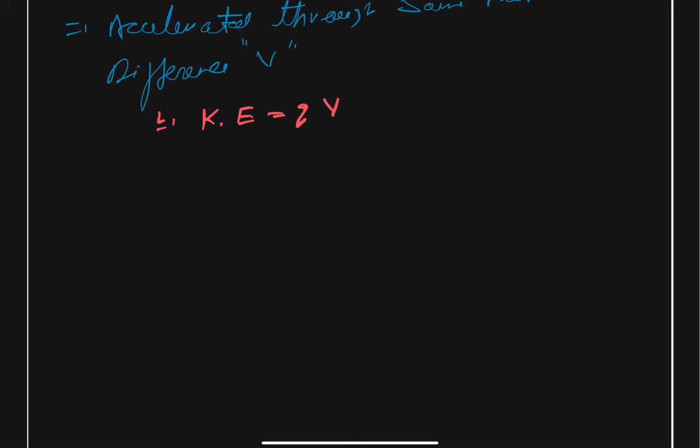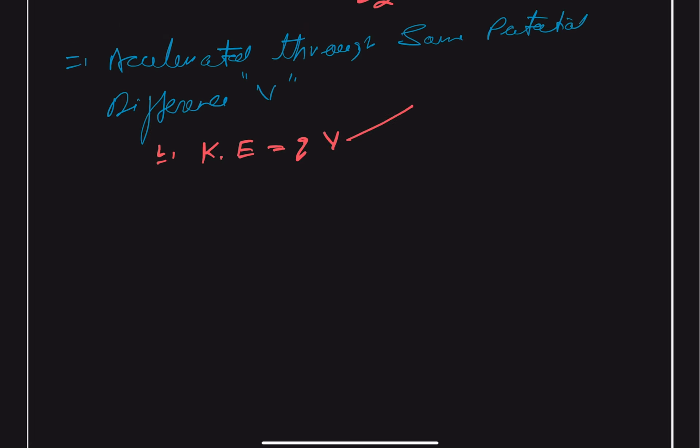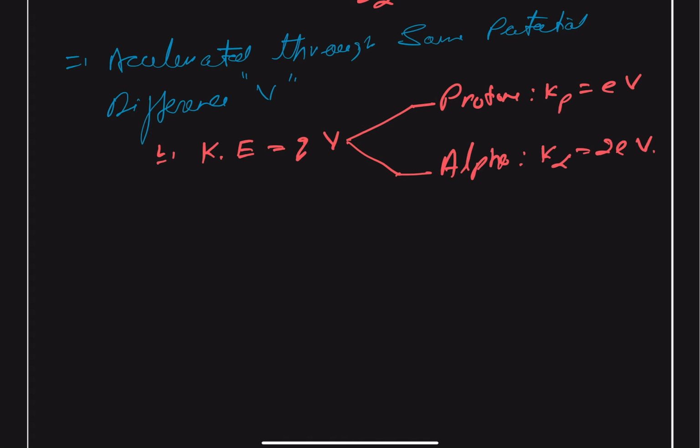And we can write the same formula for two particles now. First one is for protons. For proton, we can say that the kinetic energy for proton will be equal to charge multiplied by potential difference, and then it is for alpha particle. This is k alpha, and that will be equal to 2e multiplied by V, because the potential difference is same.